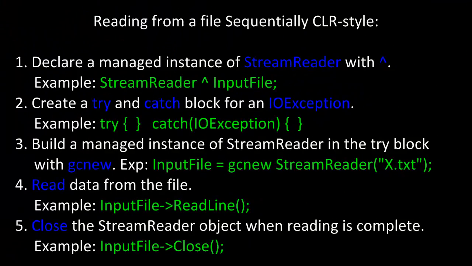Here's a brief overview of reading from a file sequentially, CLR style. First, declare a managed instance of StreamReader with the caret. Second, create a try and catch block for an IO exception. Third, build a managed instance of StreamReader in the try block with the keyword gcnew. Fourth, read the data from the file with the method ReadLine. Finally, when you're done, close the StreamReader object when reading is complete.